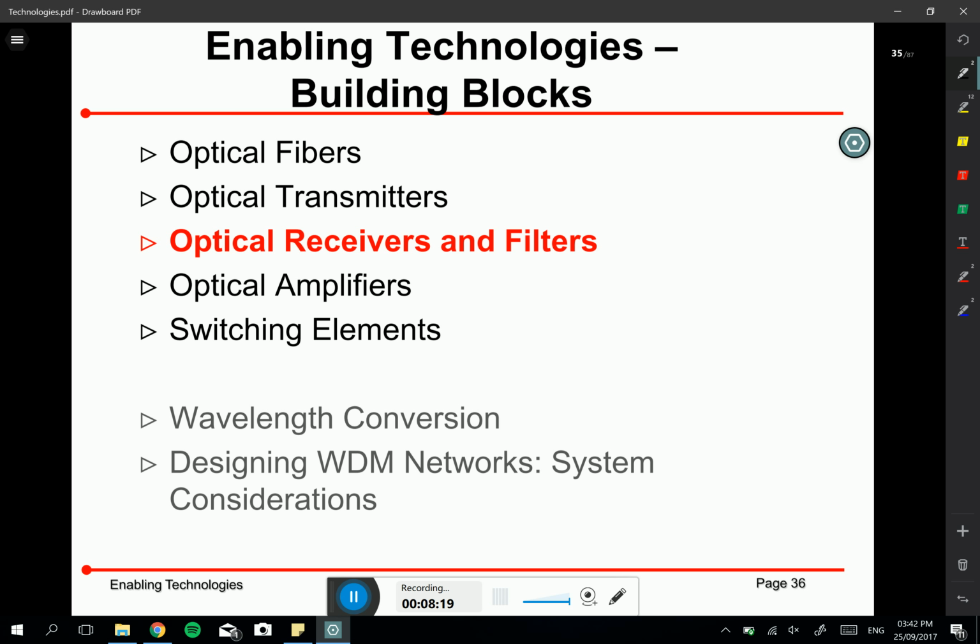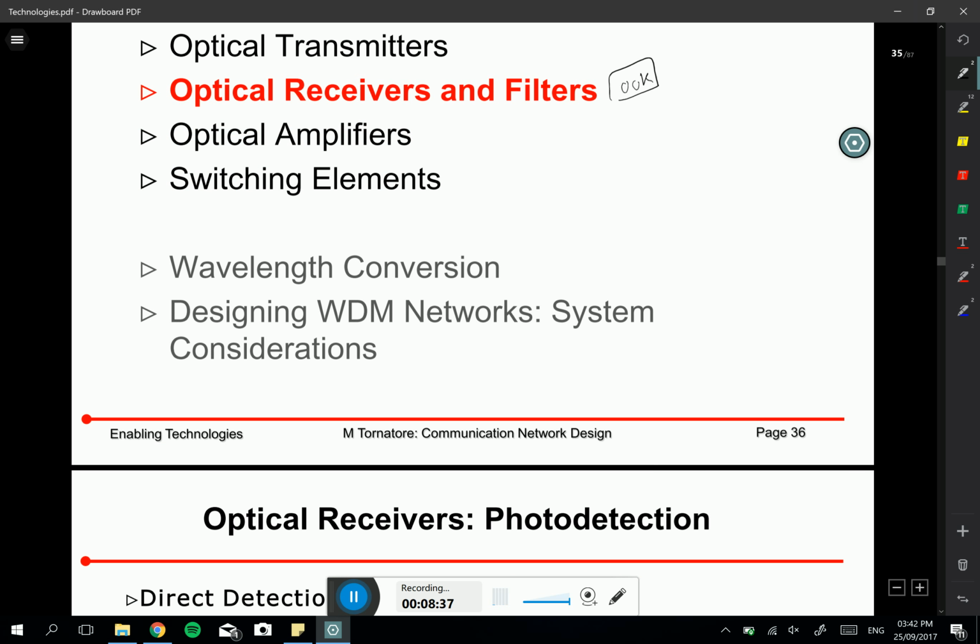This is the most obvious modulation format. OOK, on-off keying, or amplitude modulation. So in this case, it's quite easy to do direct detection in optical. What you have to do is somehow represented here.